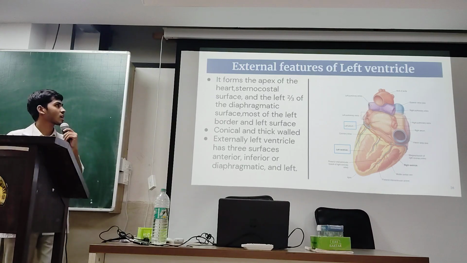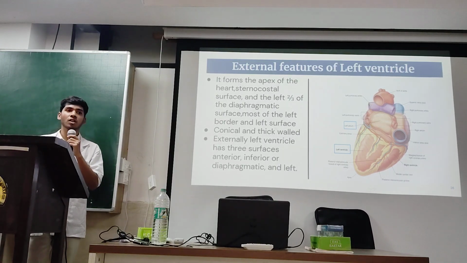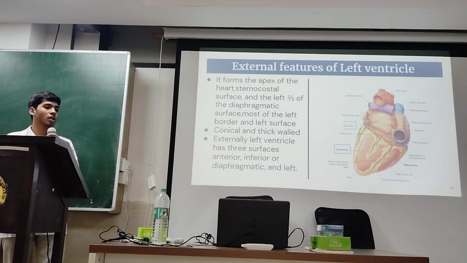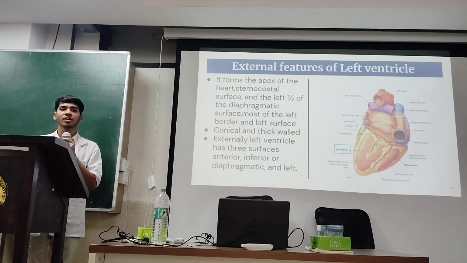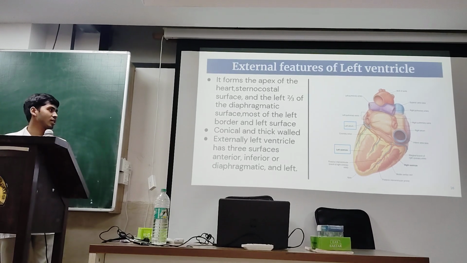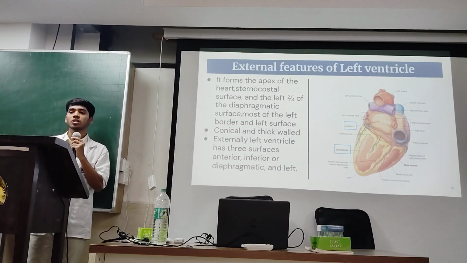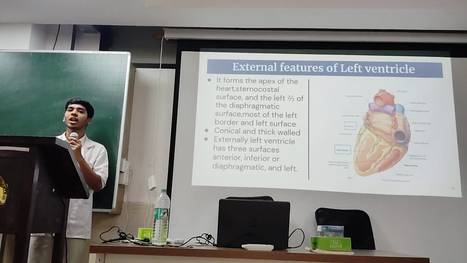Now let's discuss external feature of left ventricle. It forms the apex of heart, sternocostal surface, and 2/3 of left diaphragmatic surface, and most of the left border and left surface. It is conical and thick walled. Externally, left ventricle has 3 surfaces: anterior, inferior, which is also called diaphragmatic, and left surface.